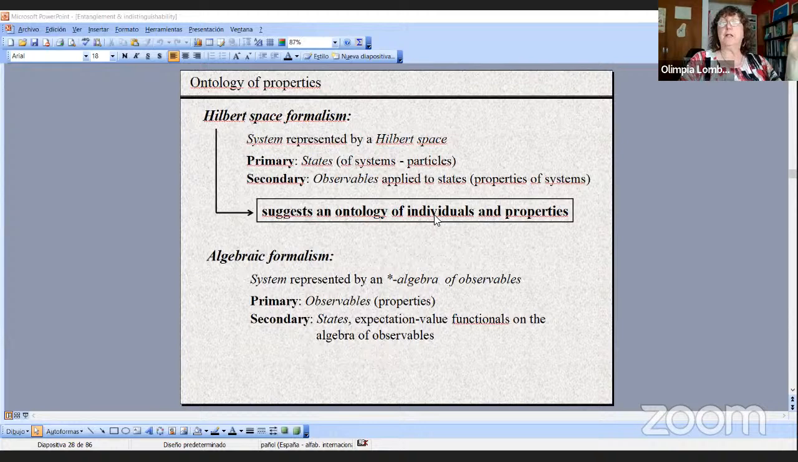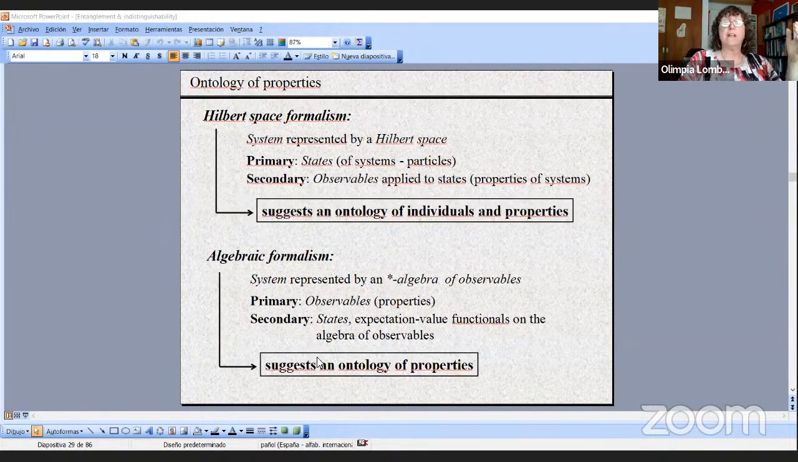of individuals and properties, a traditional, say, Aristotelian, if you want, or Lockean ontology. The algebraic formalism, on the contrary, suggests an ontology of properties, where properties are primary, and in any case, if we can talk about objects, the objects are, if you want, bundles of properties.